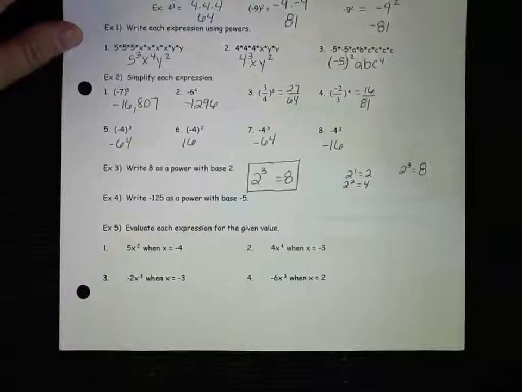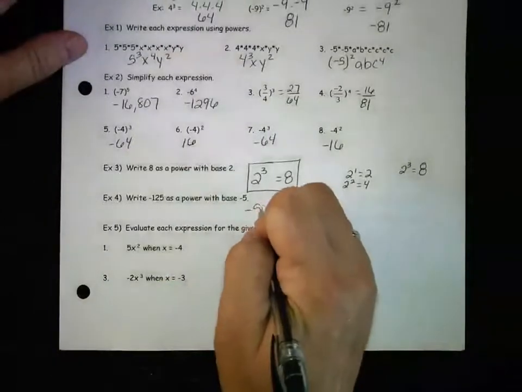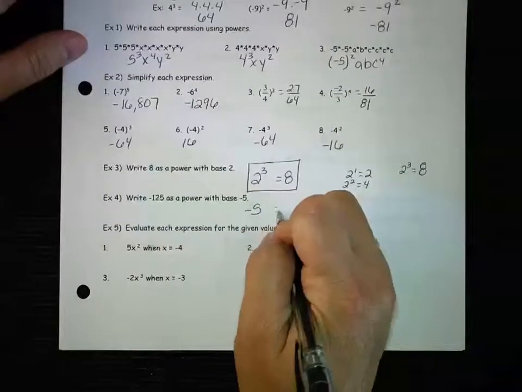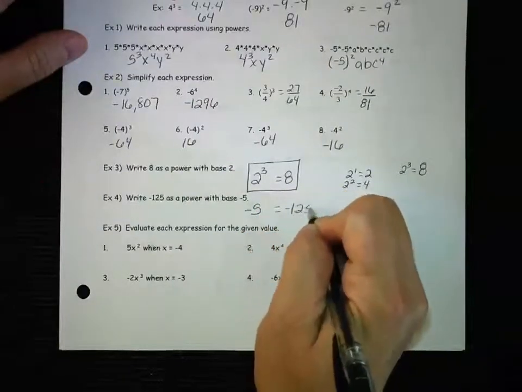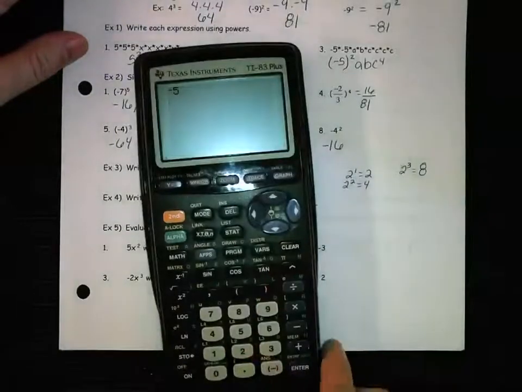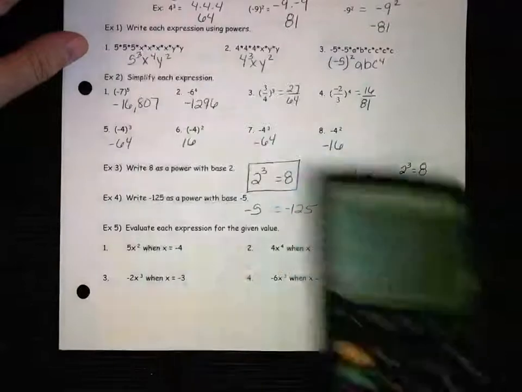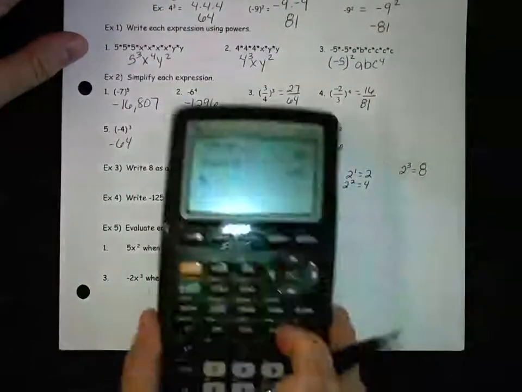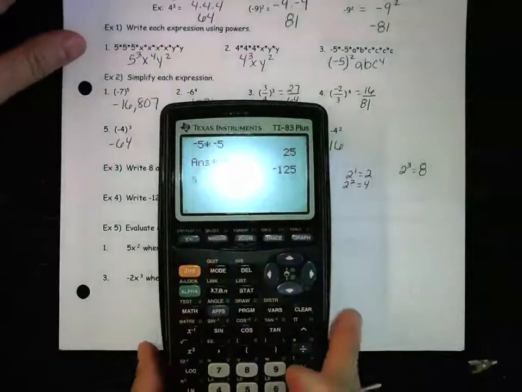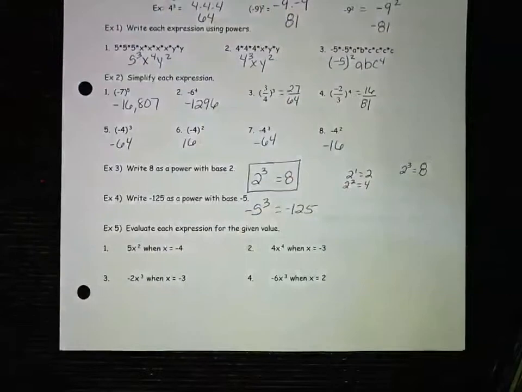Example 4, write -125 as a power with base of -5. So we want -5 raised to some power is -125. You can do -5 times -5, which equals 25, times -5 is -125. We have multiplied that 3 times, so that would be -5 to the third power.